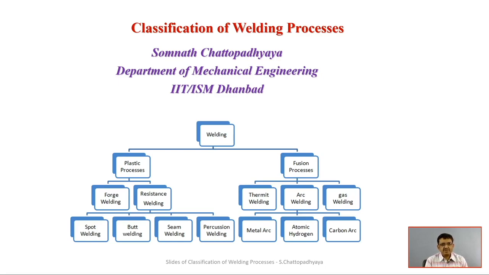Plastic processes are divided into two: forge welding and resistance welding. Resistance welding is again divided into spot welding, butt welding, seam welding and percussion welding, through which the joining is established. The other form is fusion processes: thermit welding, arc welding and gas welding. Arc welding is mainly metal arc welding, atomic hydrogen welding and carbon arc welding. So these are the major divisions of the welding process.